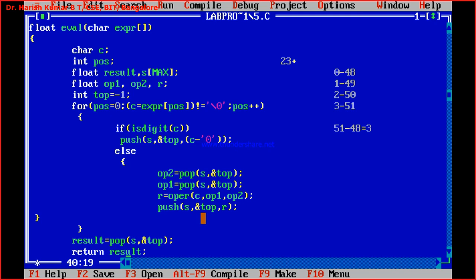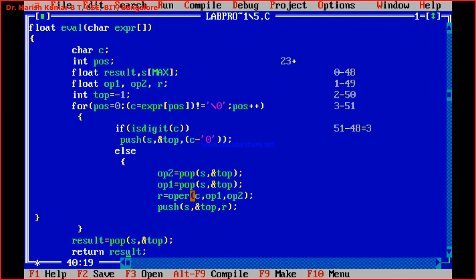We have to remove elements from the stack and perform the operation. Correct? You have to remove the top 2 elements from the stack. How to remove? You have to call pop, pop from the stack. And the first element which you are popping, where will you assign it? To OP2, operand 2. And the next element which you are popping, you will assign it to operand 1. Then you make a call to the function OPER and pass the character.